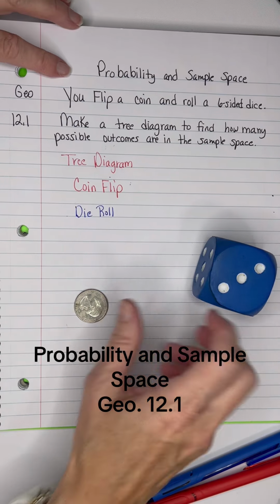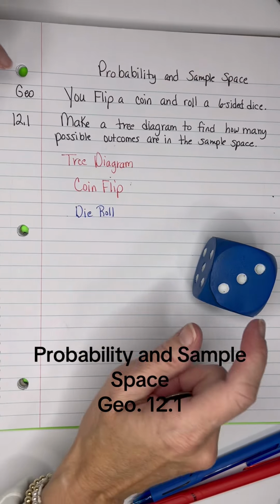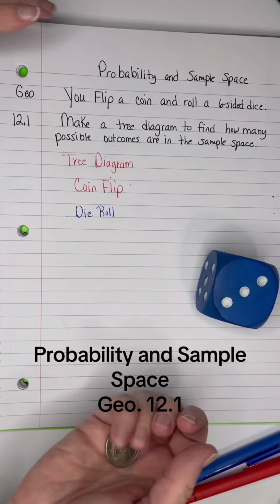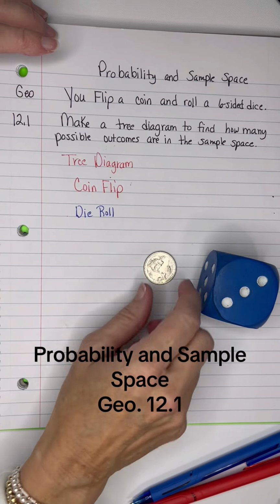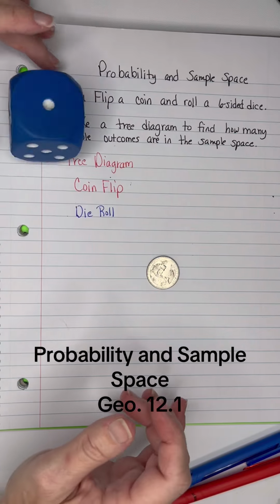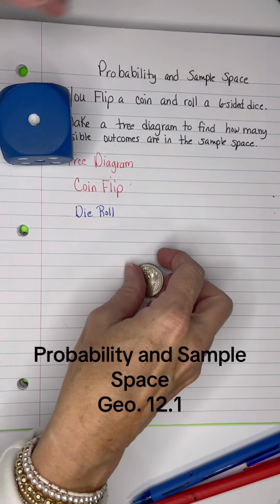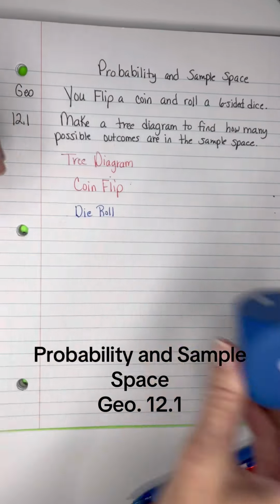So we're going to flip a coin and roll a six-sided die. I should have written die here. Dice is plural, die would be 1. So if I flip a coin, I get tails. And if I roll this die, I get 1. So I've got a tails and a 1, and that would be one of the outcomes.